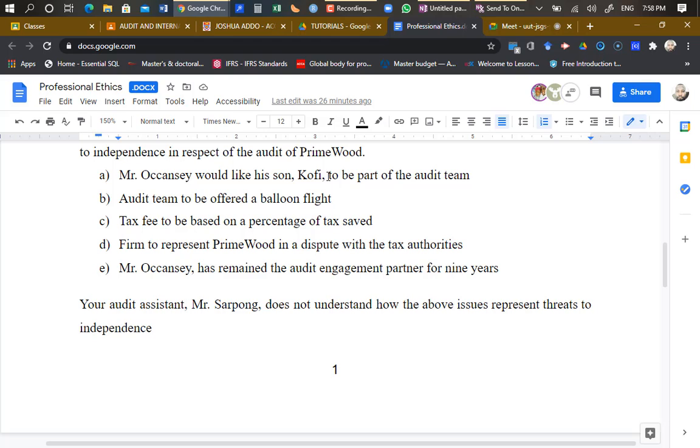And my son doing attachment as a junior clerk will not have any serious influence on any of the major things, any of the decisions in the organization. But if Mr. Okansi had pushed his son, even with that low qualification, to be acting as if he's an audit manager, then it clearly features a self-interest threat. So you have to be able to see this.